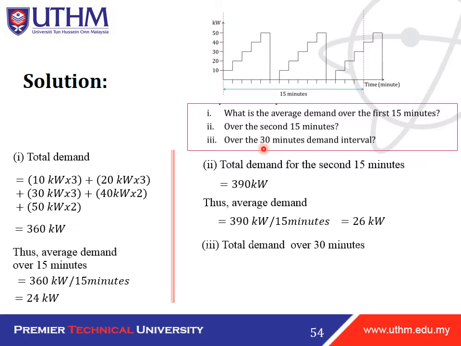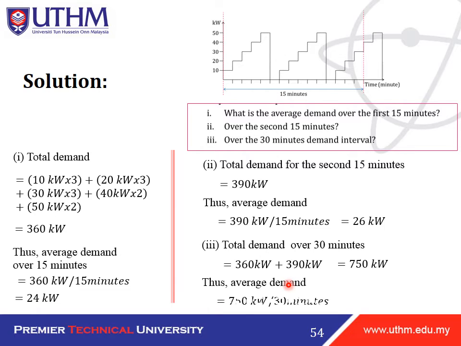And then for the 30 minutes demand interval, we need to calculate the demand over 30 minutes. So the demand over 30 minutes is 360 kilowatt plus 390 kilowatts. So we got 750 kilowatts. So the average demand over the 30 minutes demand interval is 750 divided by 30 minutes, we have 25.